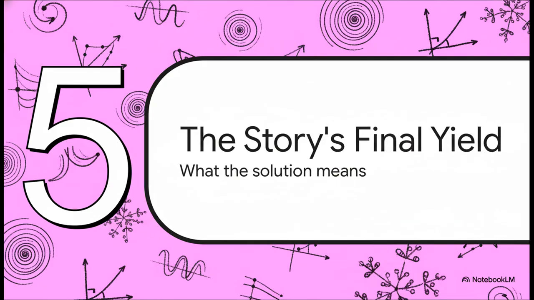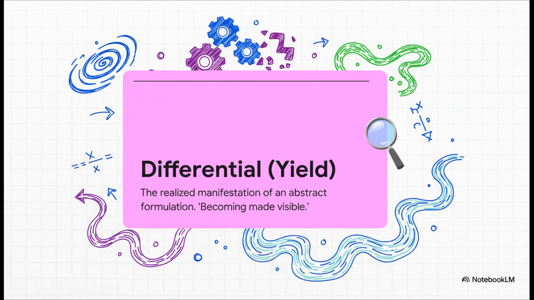So, we've come on this whole journey. We've got the rules, the world, the story, but what's the final result? What's the output? What is the actual yield of our mathematical story? Well, the solution, the yield, is the tangible thing at the end. It's where the abstract rules finally become real. So if your equation describes the flight of a baseball, the yield is the actual path it takes through the air. It's the moment when the hidden process is finally made visible.